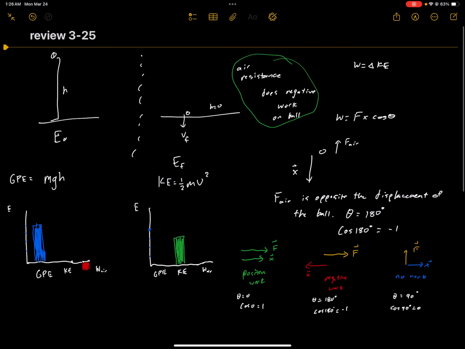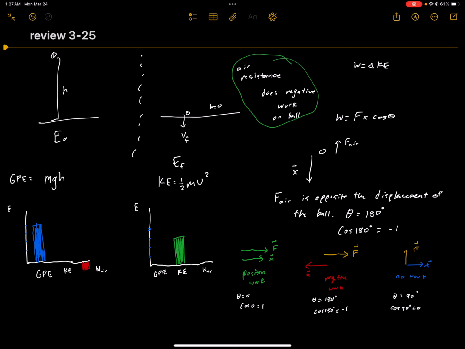Something else I want to make sure we understand. So why is that bar going below the horizontal axis, right? So the idea is that the conservation of energy has to hold, right? So if we're looking at the energy of the ball, we know that the final kinetic energy is not going to equal the initial potential energy. That doesn't mean the conservation of energy is violated. What that means is that the energy went somewhere, right?